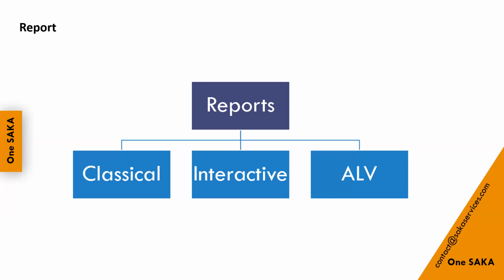Classical is basic input and output. Once output is displayed, that's final. You cannot change it. But in interactive, you can interact on it. Even you can change it as well.